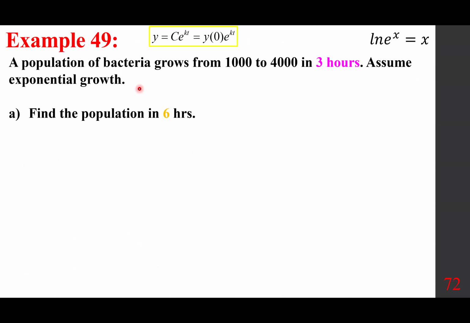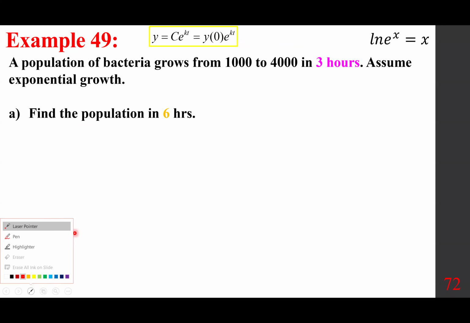Assume exponential growth. That means you can use that formula. Find the population in 6 hours. So what is the process? So y of t is that, and the initial value is that. That means c is 1,000, or y of 0. Okay, y of 0 has 3 things that mean the same thing here.